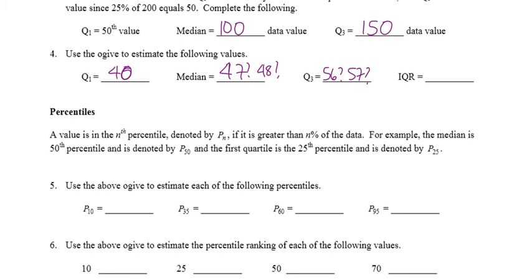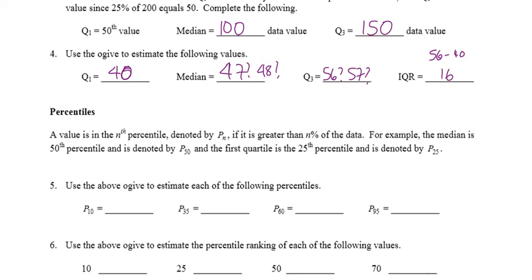What is the interquartile range? 56 minus 40, which is 16. So 56 minus 40 or 57 minus 40? So 26 or 27? Oh, sorry. Yeah, 16 or 17. 16. Do the math properly.